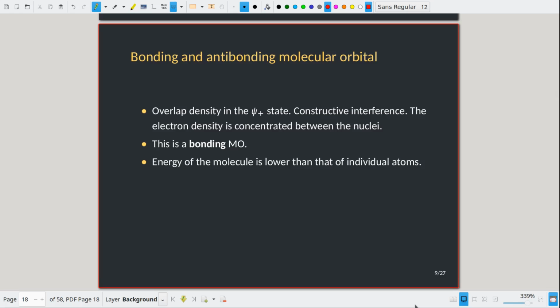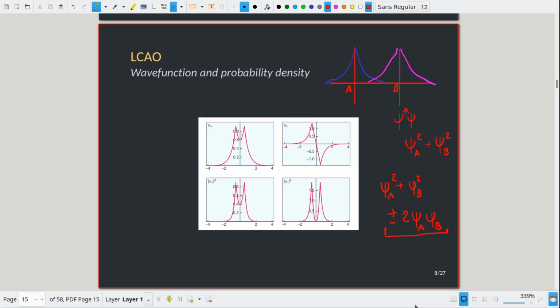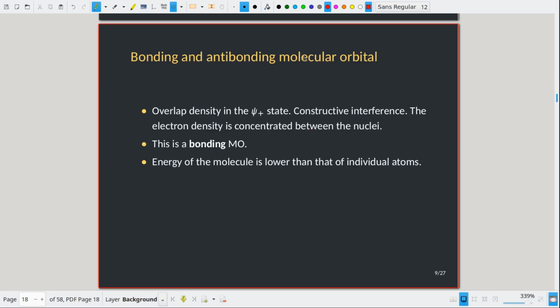Okay, so if we go back to the previous slide, we can see this is a situation where we've got this overlap in the wave function, which creates this situation here in the probability density, where you've got a higher density of finding the electron in between the two atoms than you have in the case of the two separate atoms. And the result of that is that the energy of the molecule is lower, and this is a so-called bonding molecular orbital.